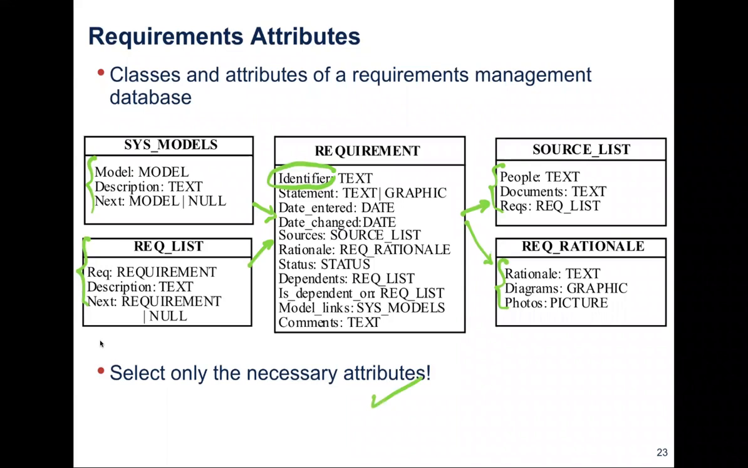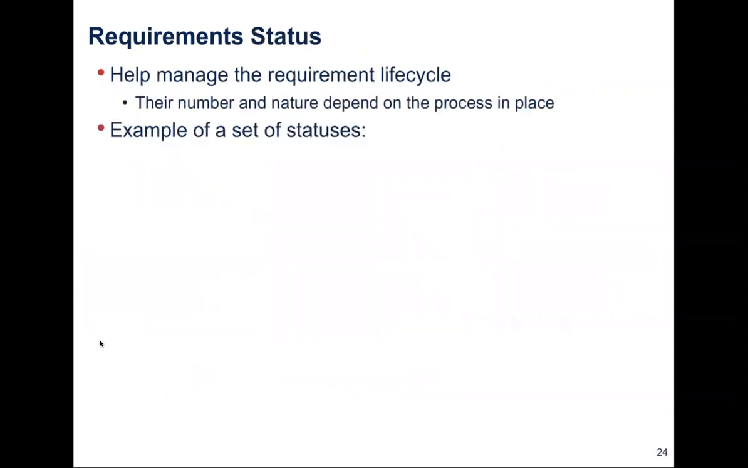So part of requirement identification was to provide a unique identifier to requirements and also identify the attributes of the requirements and the status of the requirements. Why do we need to define the status of the requirement? Because it helps the management process to look into the different status of requirements in the requirement lifecycle. Their number and nature depends on the process in place.